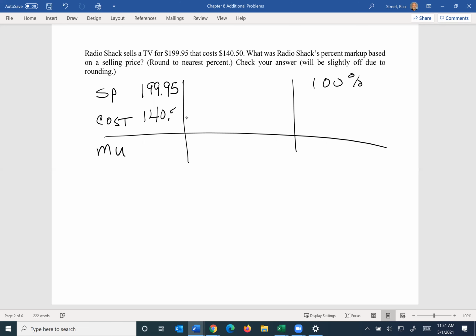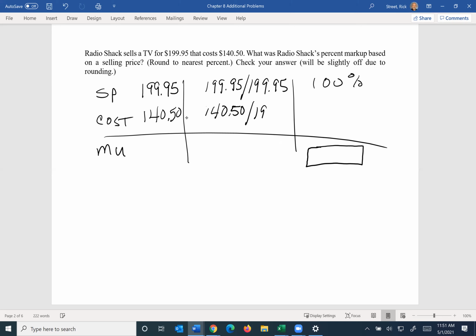This is the one I love because it's so easy. So what do I do based on this? It wants to know what was the Radio Shack's percent of markup. So it wants this number right here. So what we need to do is figure out what our percent is here. So we know our base. Let's do this. Let's just fill the whole thing out. We don't necessarily need to do this as we get faster. Equals 100%. And here we just pull this number in because we know it now.